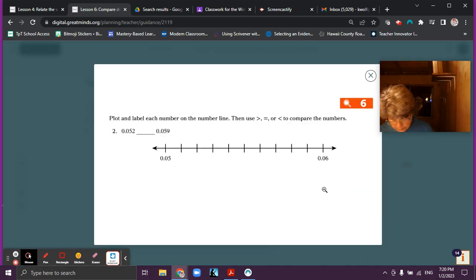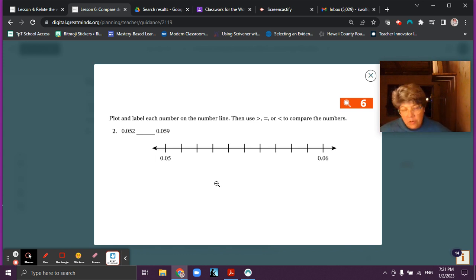And next, number 2, we have 52 thousandths and 59 thousandths, and we have to say either greater than, equal to, or less than. So once again, what interval is our number line? Oh, this time our interval is between 500ths and 600ths. Okay, so we have a different interval there. And what unit is the number line partitioned? So how many parts do we have? 1, 2, 3, 4, 5, 6, 7, 8, 9, 10 parts. 10 parts inside of 100, so each part is going to be 1,000ths, right? Okay, that makes sense.